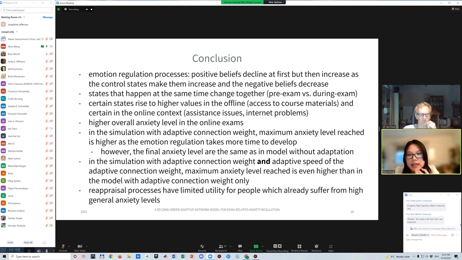We can also see that the adaptive models show the desired behavior, meaning that adding adaptive layers makes the states affected by the adaptation develop slower, but in the end, the levels at which they stabilize are very similar to those reached without adaptation. And for the highly anxious person, we also found that, as expected, the appraisal process has limited utility for people who have already suffered a lot from high general anxiety levels. As their exam anxiety levels increase more, the appraisal process cannot help enough with reducing the anxiety.